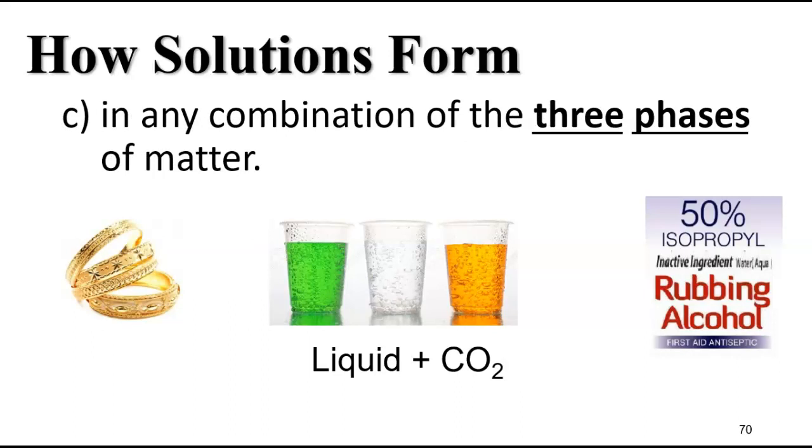Solutions can form in any combination of the three states of matter. So we're talking solid, liquid, gas. So you can have two solid solutions, okay? That would be like those alloys we were saying, gold plus tin or copper plus tin equals brass, okay? You can have a liquid and a gas. When we have carbonation, you can have different liquids. The air around us is just a solution of different gases, so.